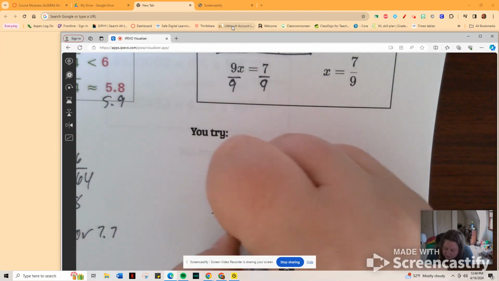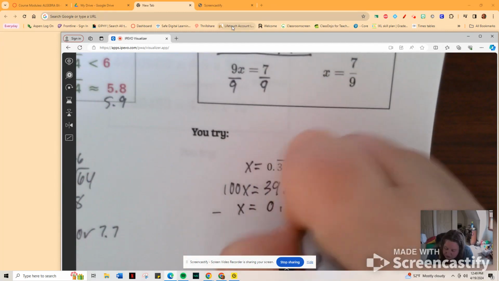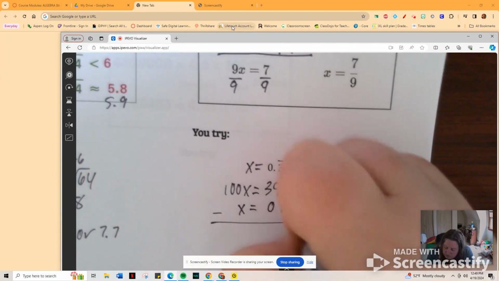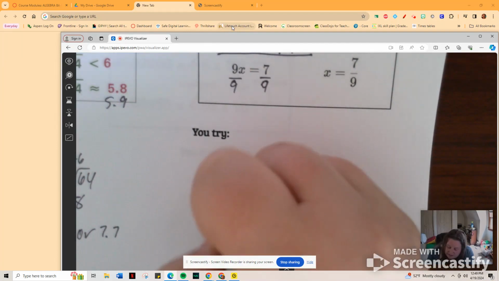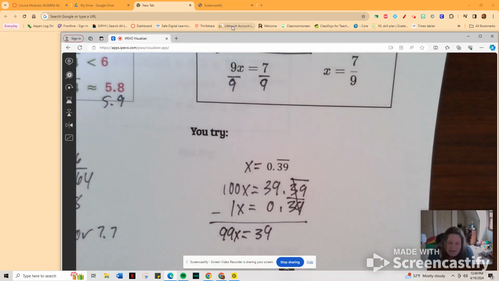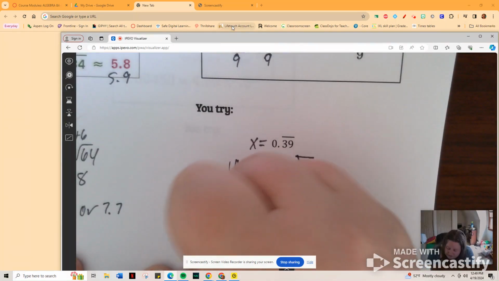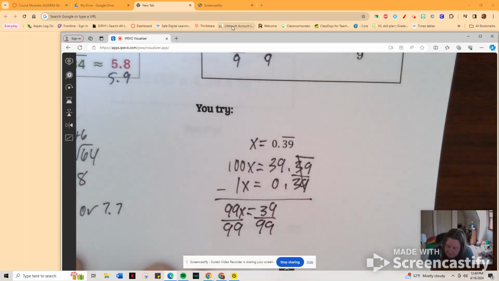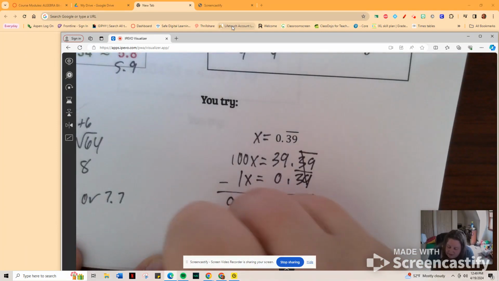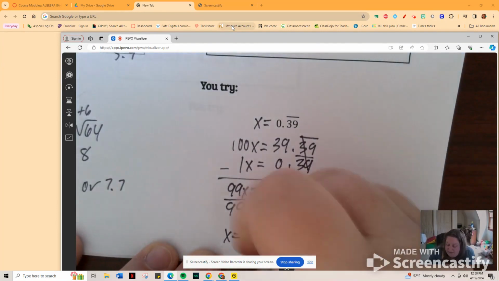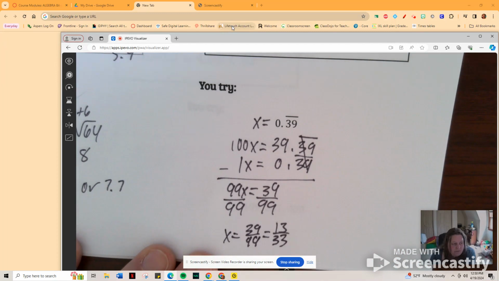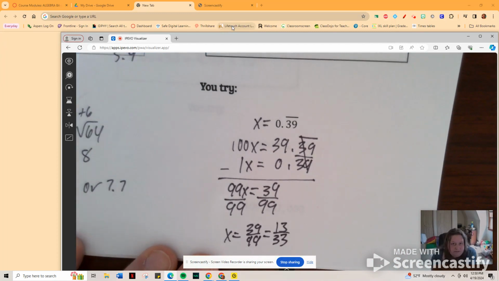So to get rid of the decimal, I'm going to subtract the original. So those will cancel out, leaving me with 39 on this side. And on this side, I'm left with 99x. So to turn this into a fraction, I'm going to divide by 99 on both sides. So x equals 39 over 99, which I can simplify to be 13 over 33 because both numbers are divisible by 3. Okay? When you can simplify, you should. Now you might be noticing a pattern.